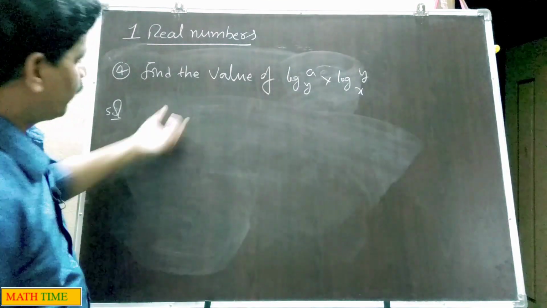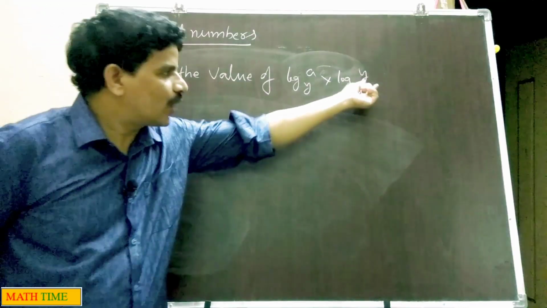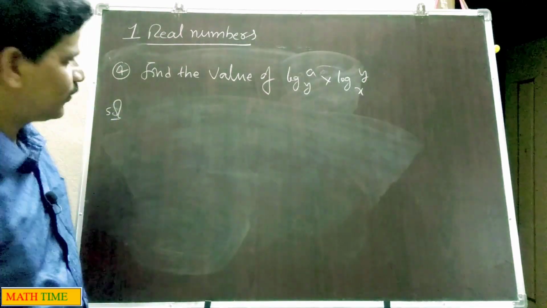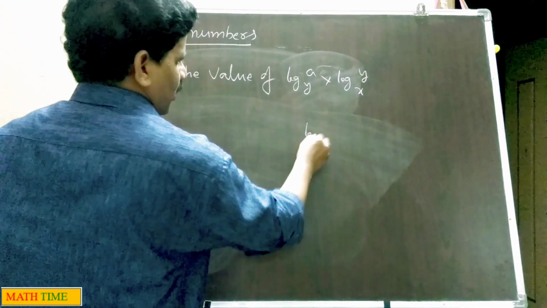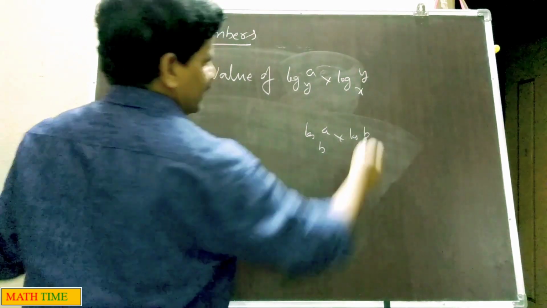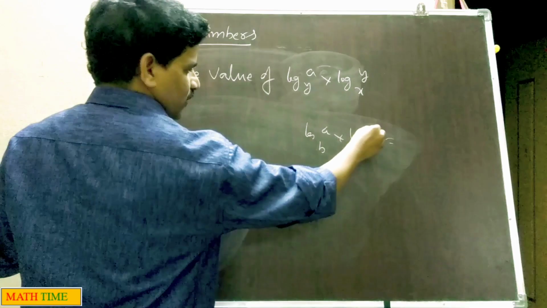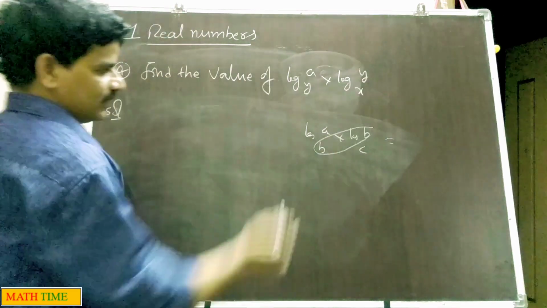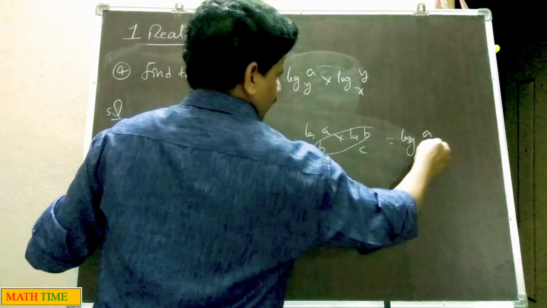Question number 4. Find the value of log a to the base y into log y to the base x. Whenever you see this type of question, you have to remember this formula. Log a to the base b into log b to the base c equal to, whenever this base and this power both are equal, they will be cancelled. You will get log a to the base c.